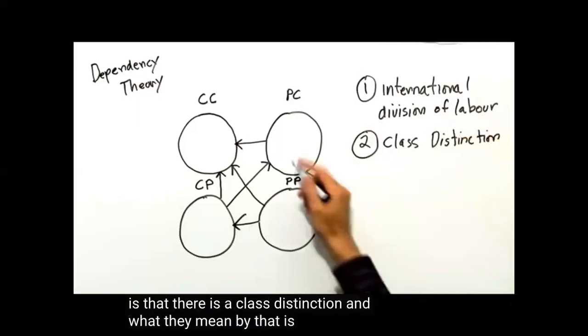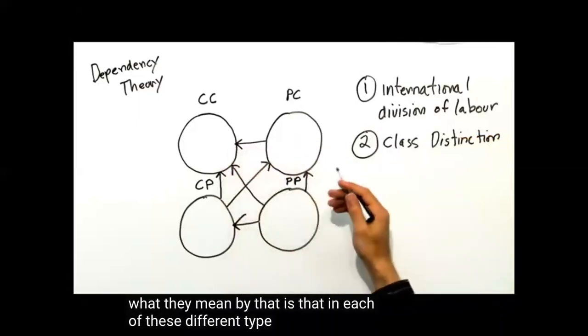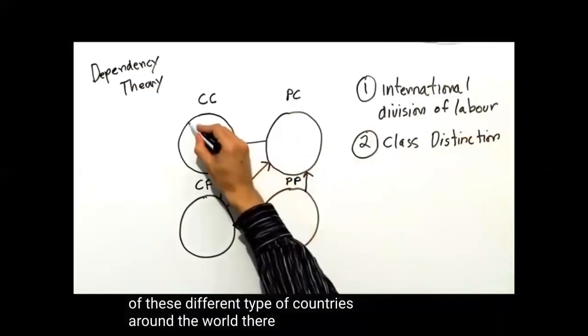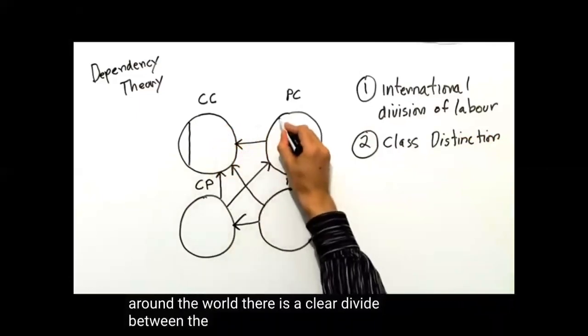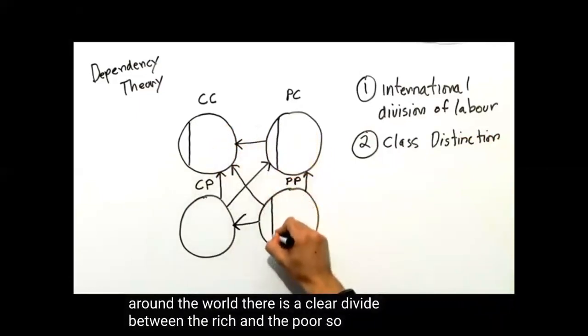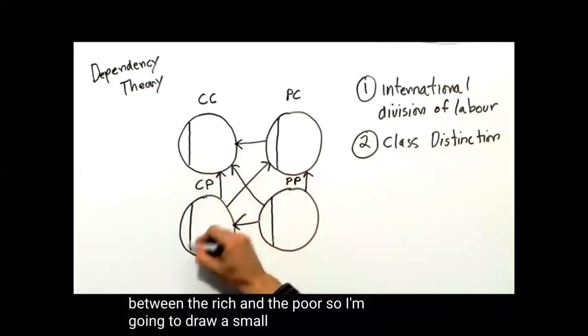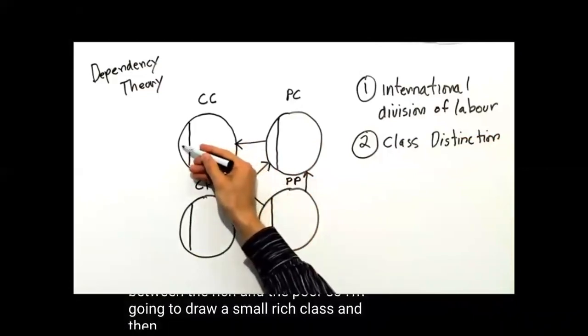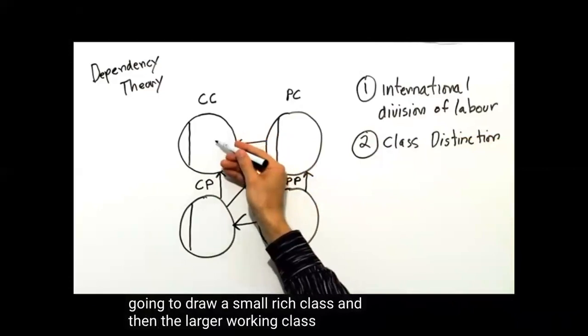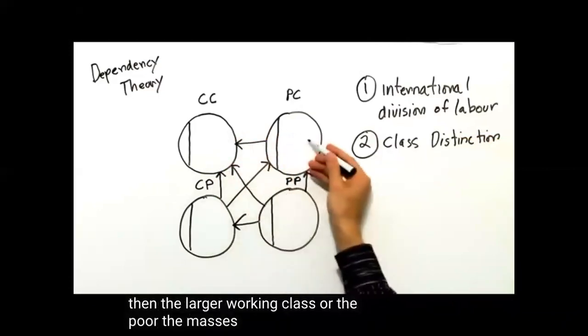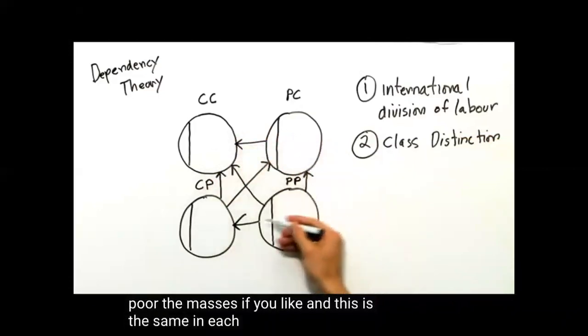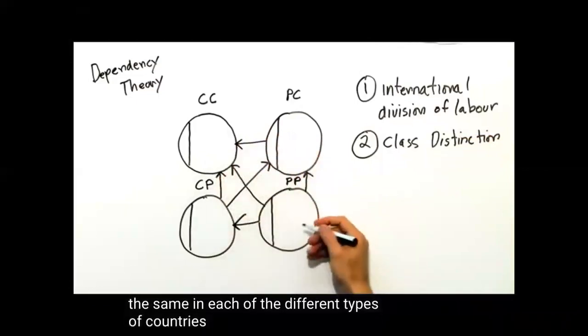And what they mean by that is that in each of these different types of countries around the world, there is a clear divide between the rich and the poor. So I'm going to draw a small rich class and then the larger working class, or the poor, the masses, if you like. And this is the same in each of the different types of countries that exist around the world.